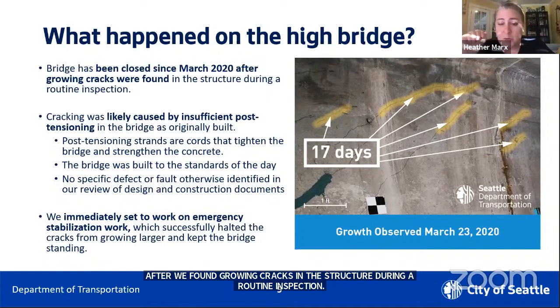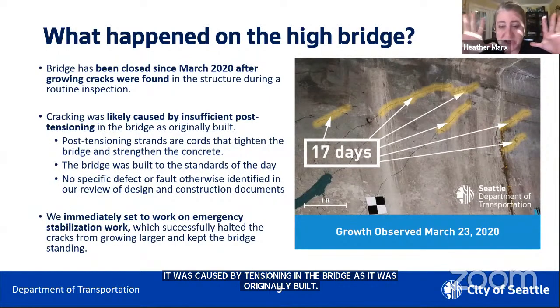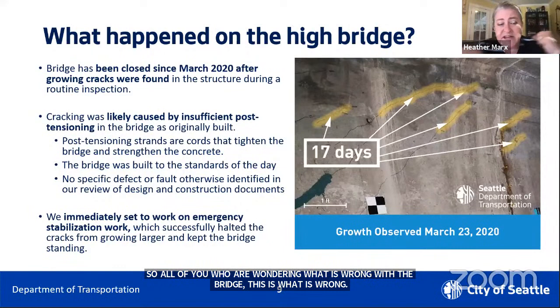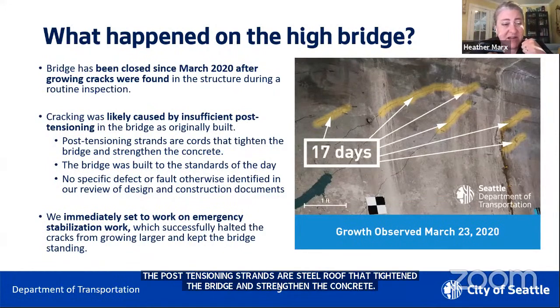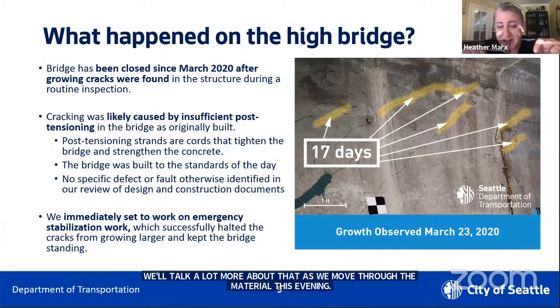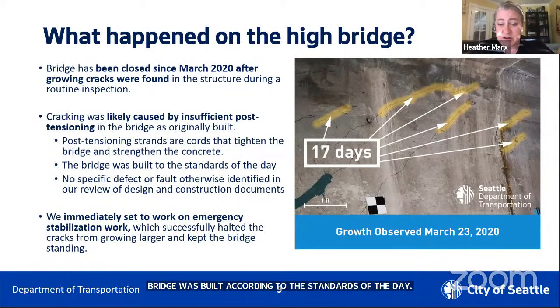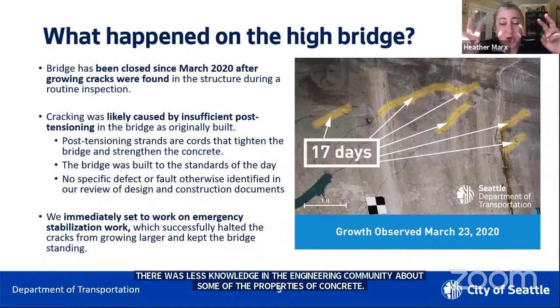So all of you who are wondering what's wrong with the bridge, this is what is wrong. The post-tensioning strands are steel rope that tighten the bridge and strengthen the concrete. We'll talk a lot more about that as we move through the material this evening. The bridge was built according to the standards of the day. At that time, there was less knowledge in the engineering community about some of the properties of concrete and a phenomenon that's called creep.